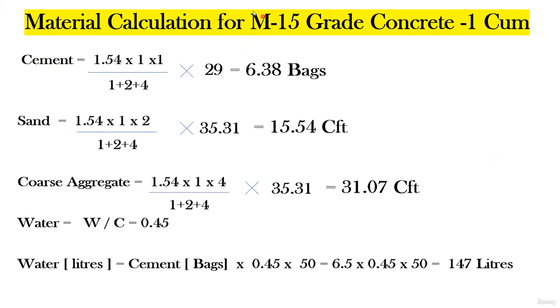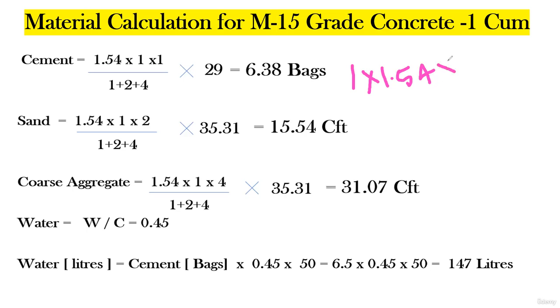The formula will be: I want to find for 1 cubic meter, so I'll write 1 here. For 1 cubic meter, I'll multiply this by 1.54. Now don't ask me why it is 1.54. I'll explain it to you, first we'll finish the calculation. So for 1 cubic meter, we'll multiply this by 1.54. So 1.54 is a constant.